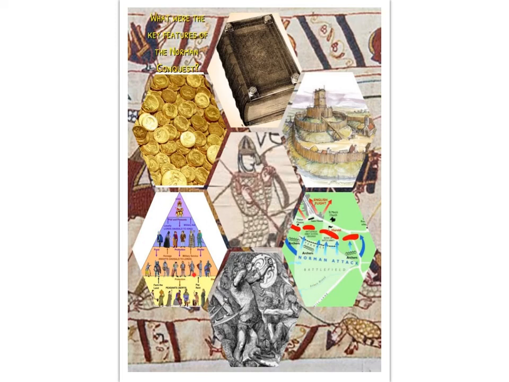Then we have William's feudal system. And then finally, the wealth of England, or the tax revenue that William hoped to raise in order to fund his government. These pictures could be interpreted in different ways, but the connections between them have to be explained by the students in the boxes.